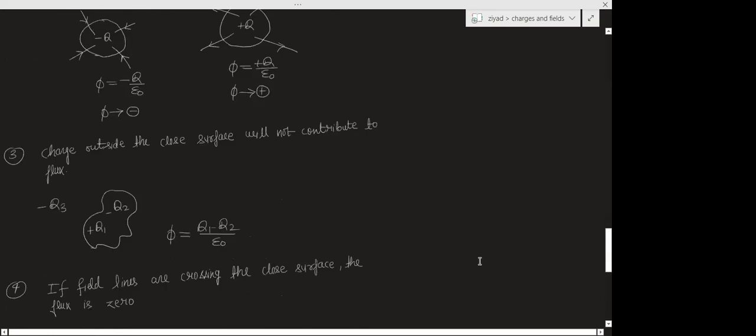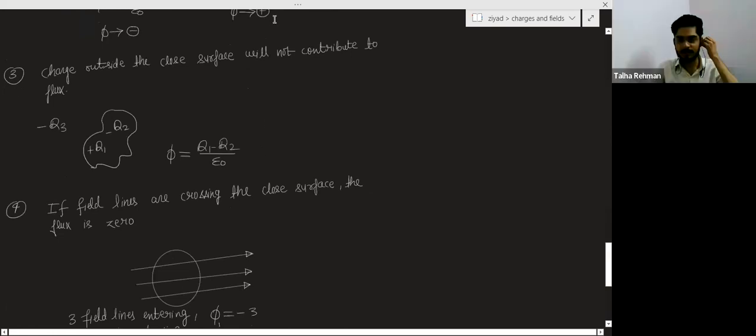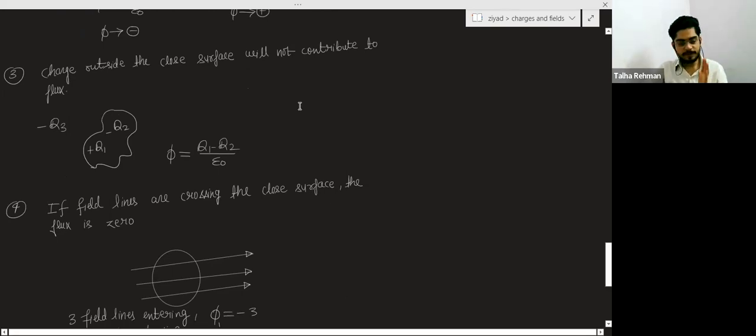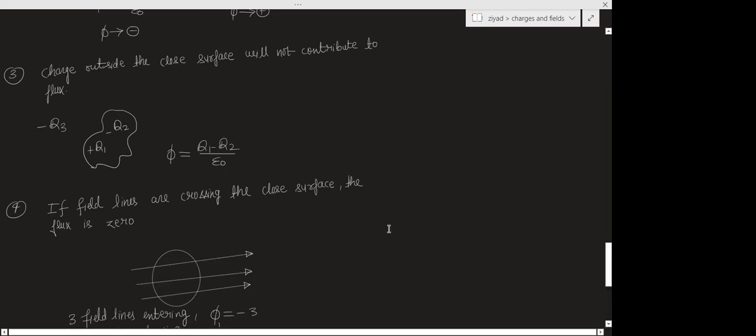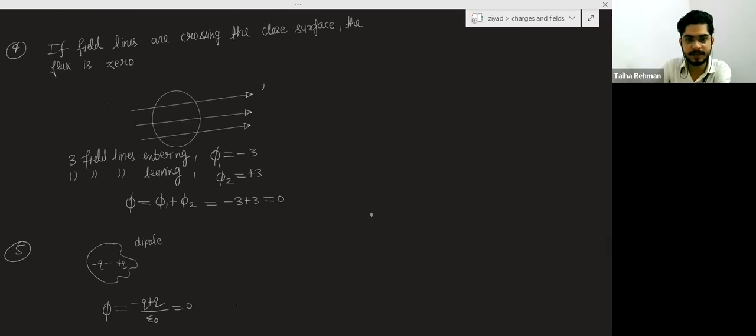Third one. Yes, sir. And these properties are very important for the electric flux. These properties will help you in solving many questions. Sir, can you scroll down to the fourth ones? Yes, sir. And these are the electric field lines.